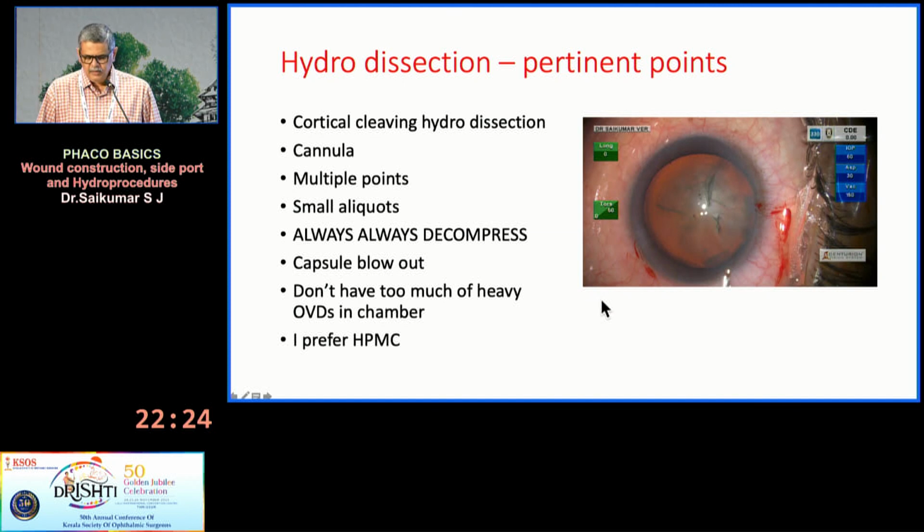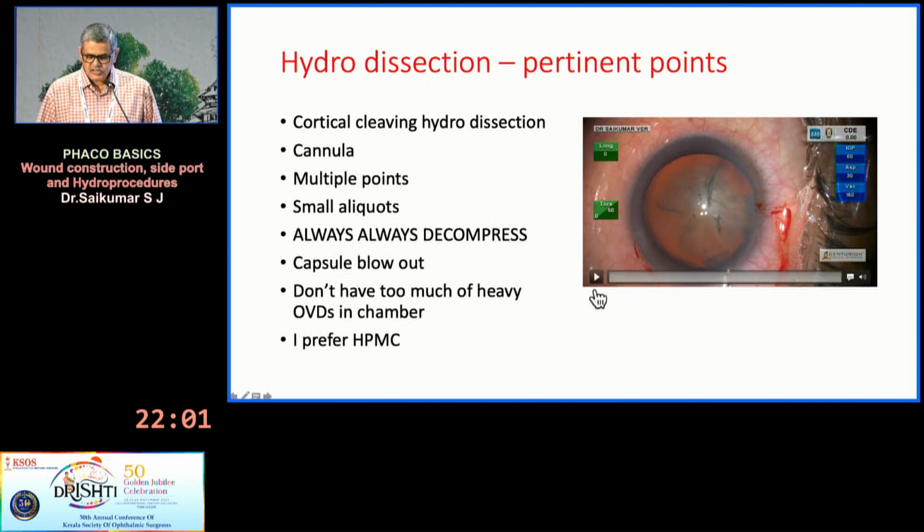It can occur commonly in a posterior polar cataract, but if you have a very small rhexis and you inject too much fluid, especially in hard cataracts, you can still get a blowout in other situations as well. Do not use too much heavy OVDs in the chamber. I prefer HPMC during my hydrodissection. You always depress the lip of the main wound so that you don't let too much pressure build up inside the chamber.